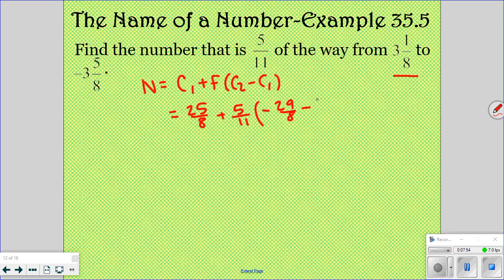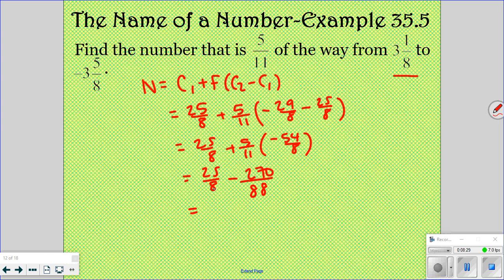And then minus 25 over 8. So when you combine these two fractions, 29 and 25 together make -54 over 8. And then you can multiply, and you'll get minus 5 times 54 is 270, and then over 88. And then to make this 8 into an 88, you're going to multiply by 11.